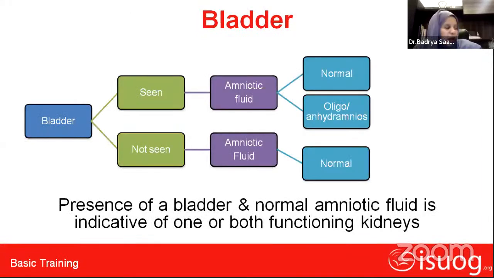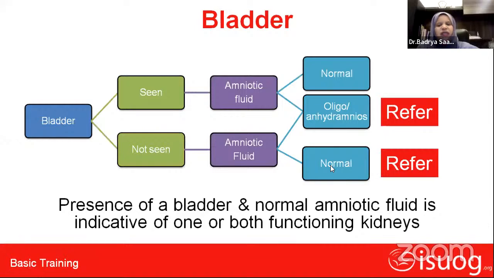So the conclusion: we have a diagram here. If you see the bladder and the amniotic fluid is normal, that's good. If you see the bladder, but amniotic fluid is oligo or anhydramnios, you should refer. If you don't see the bladder, even if the amniotic fluid is normal, you still refer the patient. And if you don't see the bladder and amniotic fluid is oligo or anhydramnios, definitely you refer the patient. So the presence of a bladder and normal amniotic fluid is indicative of one or both functioning kidneys.